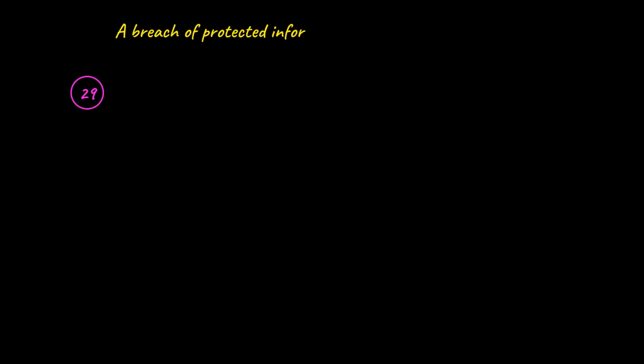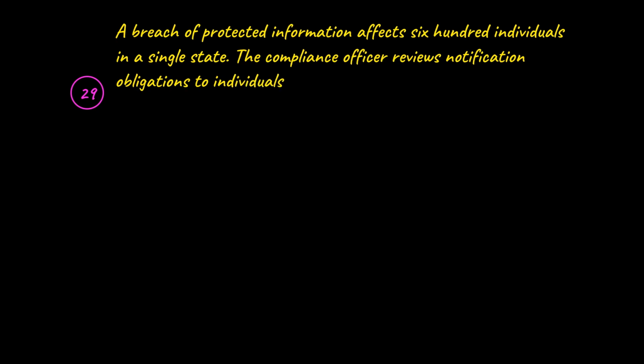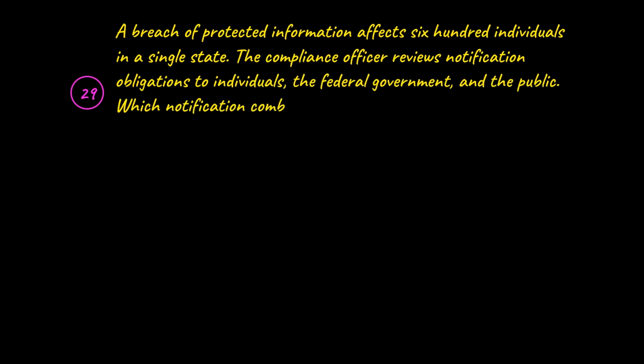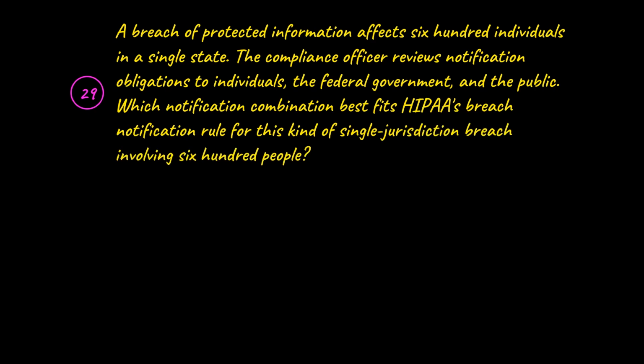Question 29. A breach of protected information affects 600 individuals in a single state. The compliance officer reviews notification obligations to individuals, the federal government, and the public. Which notification combination best fits HIPAA's breach notification rule for this kind of single jurisdiction breach involving 600 people?